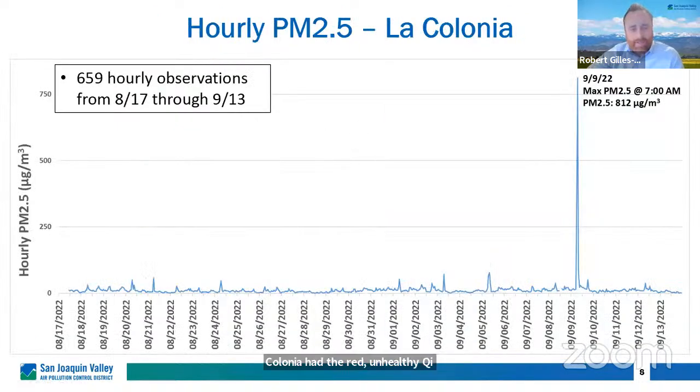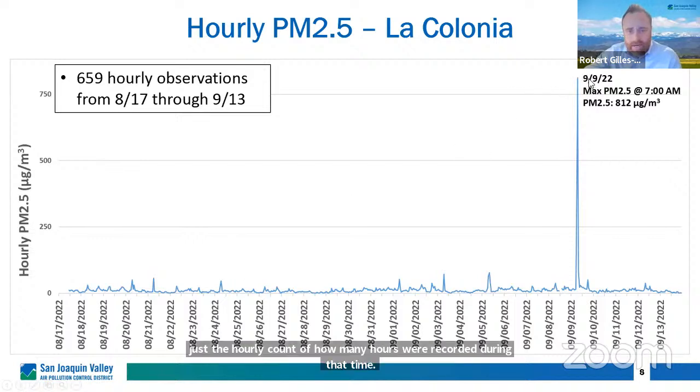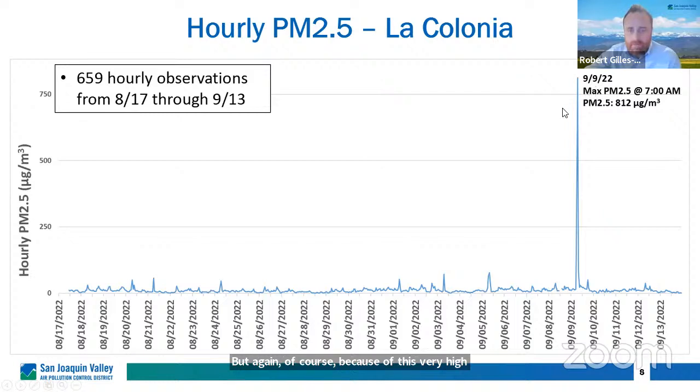And since we're talking about the hourly concentrations for just that one day, this slide now just shows the hourly concentrations for the entire air monitoring period from mid-August to mid-September when the van was in La Colonia. This is just a summary. There were 659 observations. It's just the hourly count of how many hours were recorded during that time. But again, of course, because of this very high hour at 800 micrograms on September 9th, the rest of this doesn't look too big.